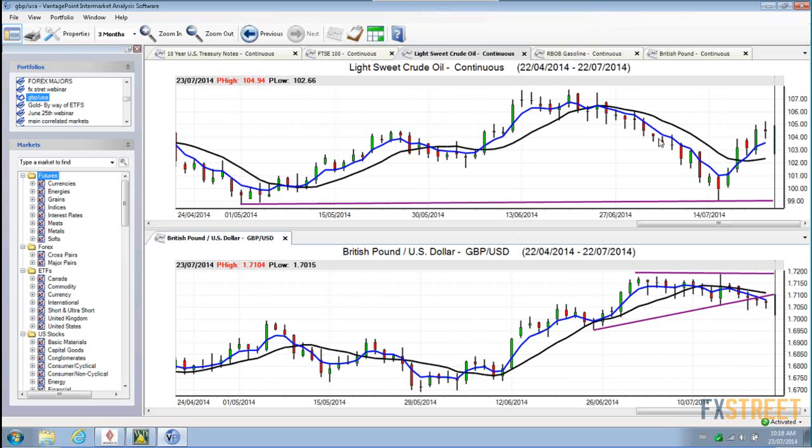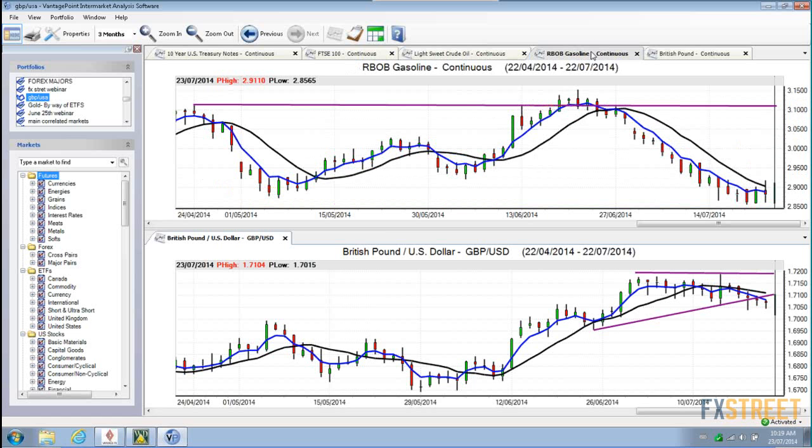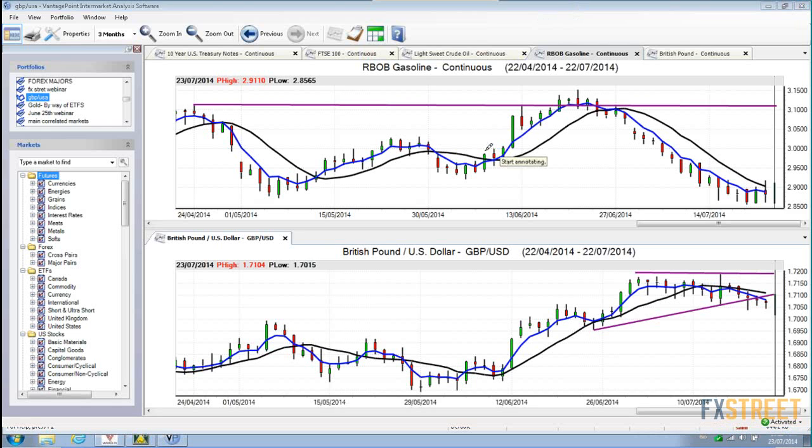So light sweet crude, not Brent. Brent and light sweet crude have very similar pricing. They go up and down pretty much together. Light sweet crude oil is the one that I look at. So with the light sweet crude oil, we can see here the correlation with the RBOB gasoline contracts, another one that tends to have a heavy influence on the British pound pair.